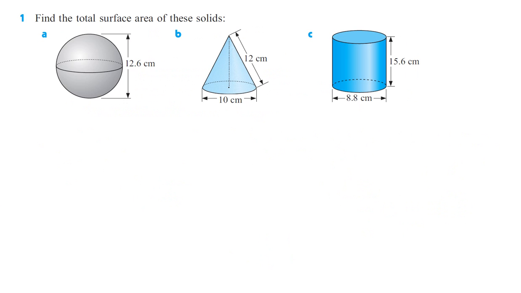We got the total surface area of these solids. Okay, so surface area of a sphere is 4 pi r squared. So if this whole thing is 12.6, that means the radius has to be half of that, right? So 12.6 divided by 2 is going to give us 6.3 as our radius. So our surface area is going to be 4 times pi times 6.3 squared.